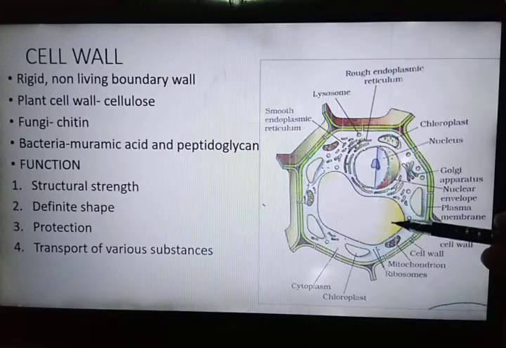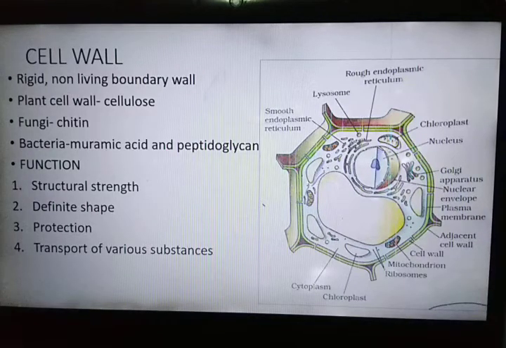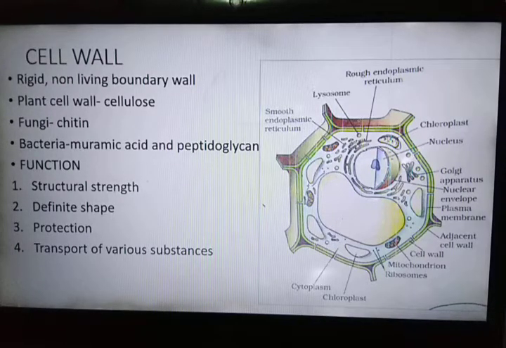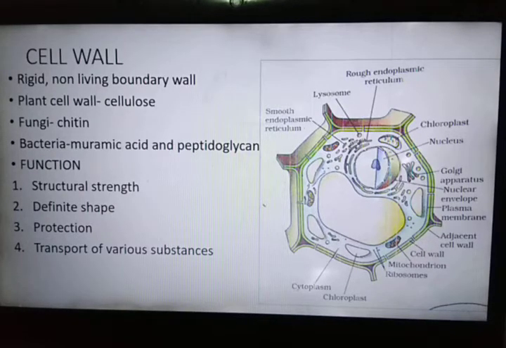And how can you convert a plasmolyzed cell into a normal cell? When we again keep the plasmolyzed cell in a normal solution like water, then the cytoplasm of the plant cell gains water and it gains its normal shape.